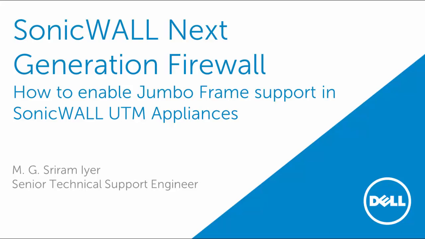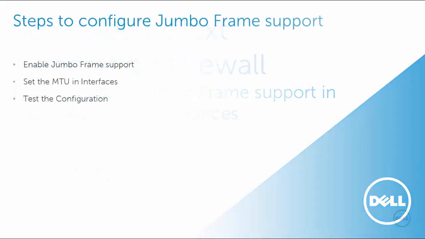In this video, I am going to show you how to enable jumbo frame support in SonicWall UTM appliances. A jumbo frame is an Ethernet frame with a payload greater than the standard MTU of 1500 bytes and can be as large as 9000 bytes.